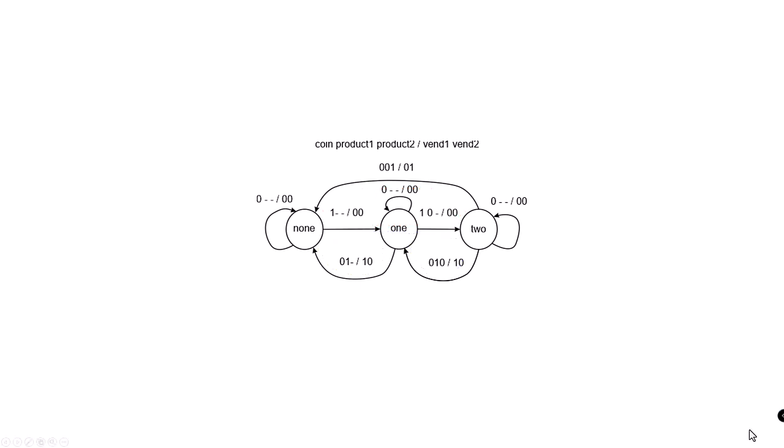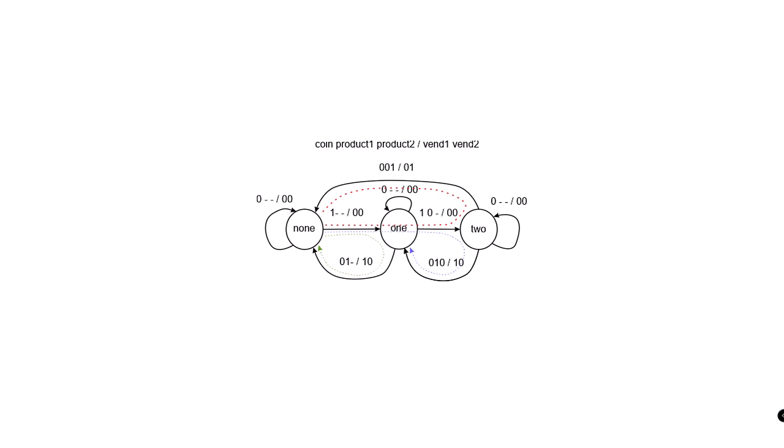When a coin is inserted, the FSM moves from the none state to the 1 state. When the product 1 button is pushed, the machine vends product 1 and returns to the none state. When 1 coin and then another is inserted, the FSM moves first to the 1 state, then to the 2 state. What happens next depends on what the customer does.